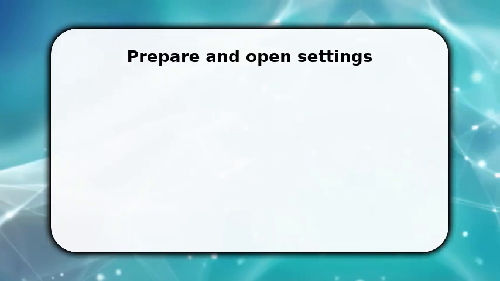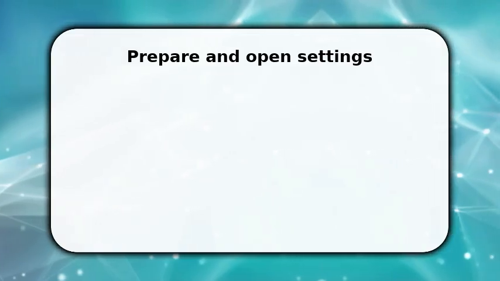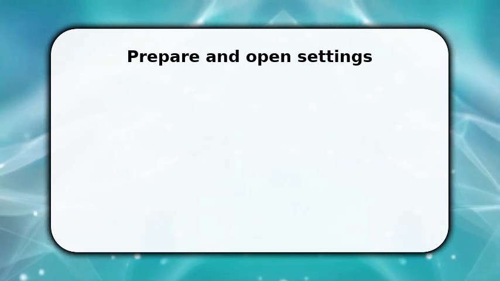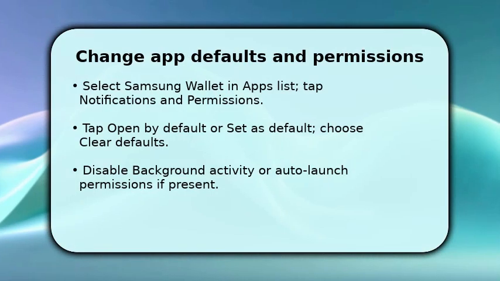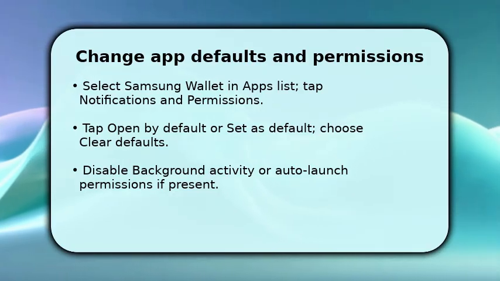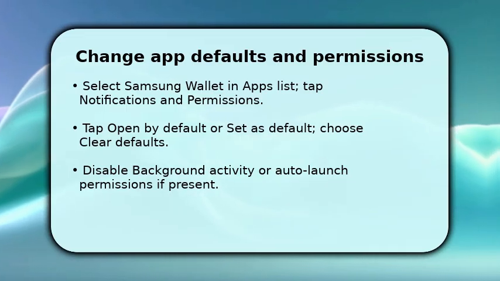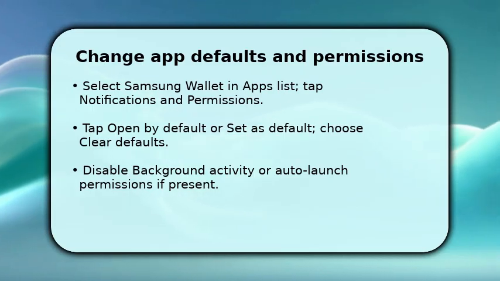You're taking direct steps to reach the controls that let Samsung Wallet stop auto-opening, rather than guessing which menu holds the option. You now choose Samsung Wallet from the apps list to remove its privileges. First, clear any defaults. Tap Open by Default or Set as Default and select Clear Defaults so it won't hijack intents. Next, disable background activity or auto-launch permissions. This prevents it opening automatically when triggered.